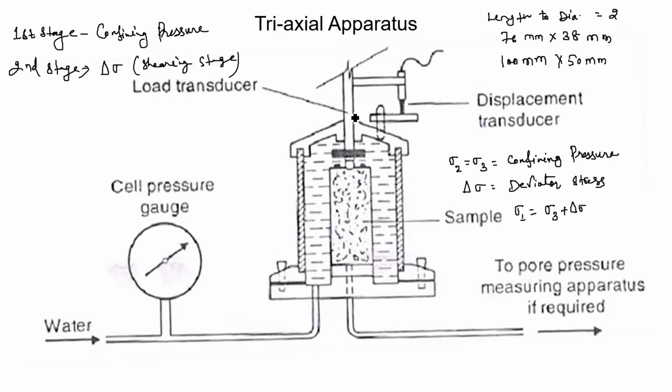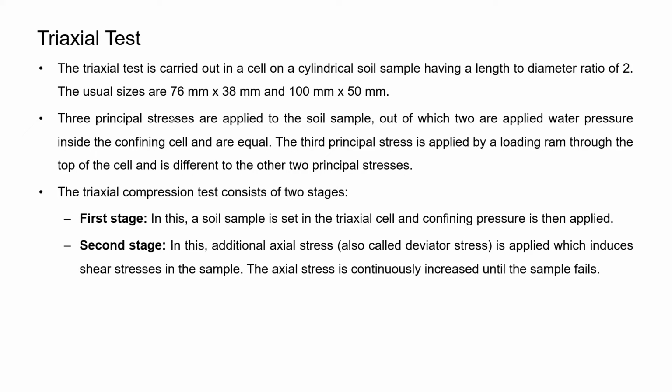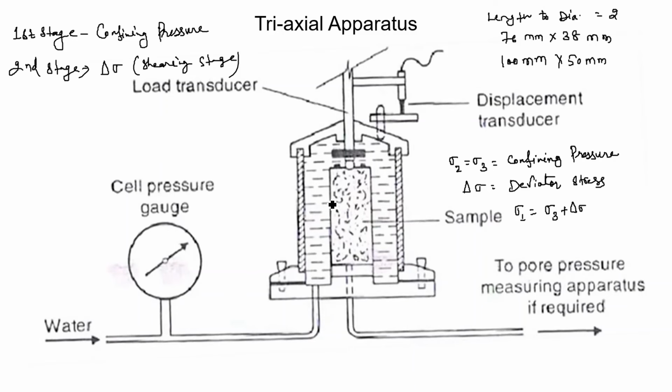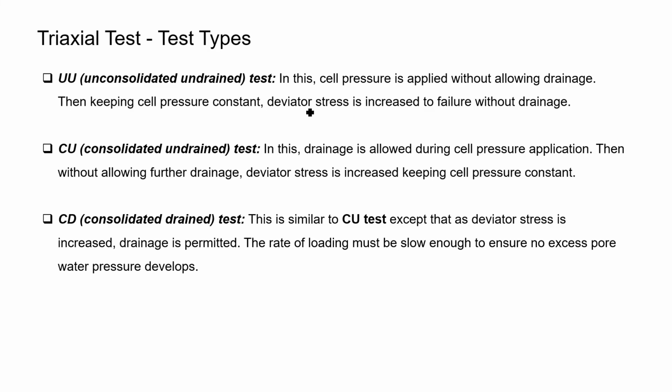So we can say in the CU test, in the first stage the confining pressure is given to the soil sample and consolidation takes place due to pore water pressure developed in the soil sample. And at the end of consolidation, when the pore water pressure becomes zero, we keep the drainage path closed and the second stage starts, that is additional axial stress is applied, and further no drainage is allowed in the test. So that is the CU test.